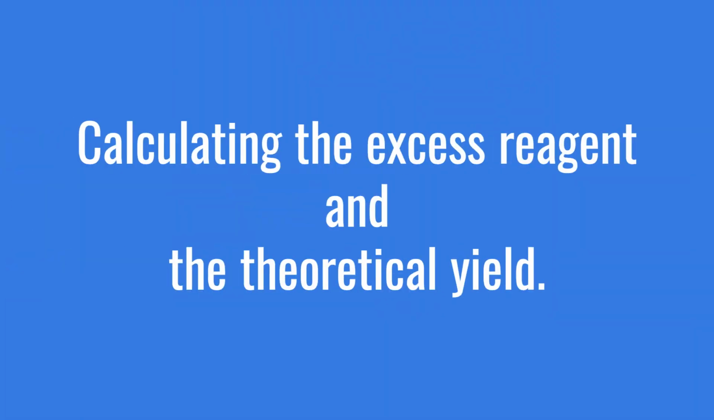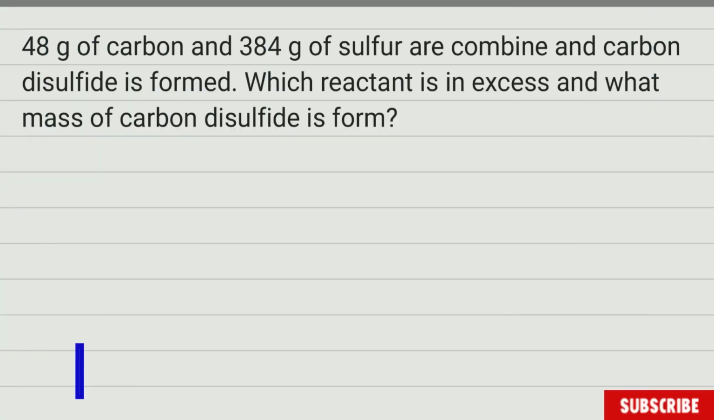Another video about stoichiometry for the grade 11s, applicable also to the grade 10s and somehow to grade 12. So in this case, the question said 48 grams of carbon and 384 grams of sulfur are combined and carbon disulfide is formed. Which reactant is in excess and what mass of carbon disulfide is formed?